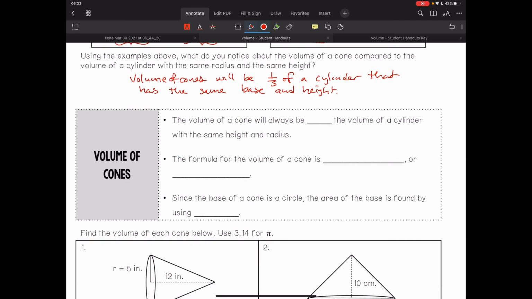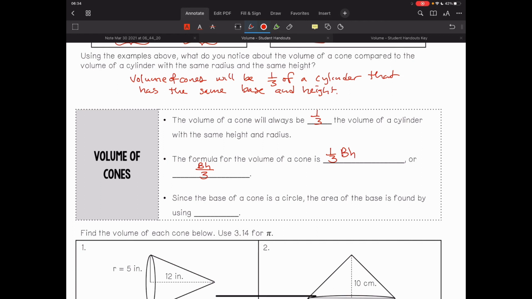So we've just looked at how the volume of a cone will always be 1/3 the volume of a cylinder with the same height and radius. And to include this change in the formula, we're going to say that the volume is 1/3 of the base times the height. And sometimes you might see it written as this. They're the same thing, just written slightly differently.